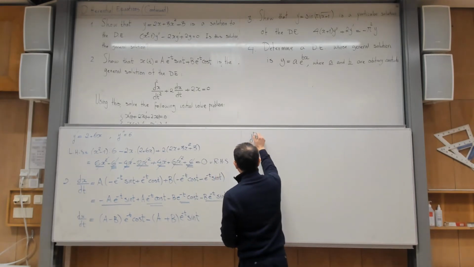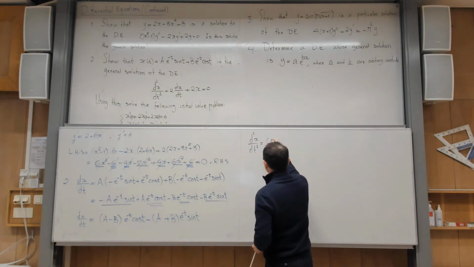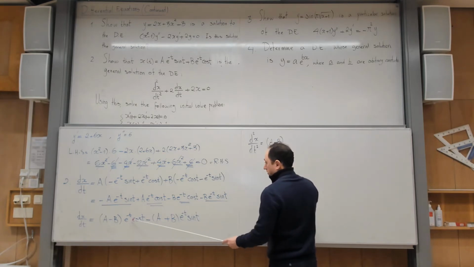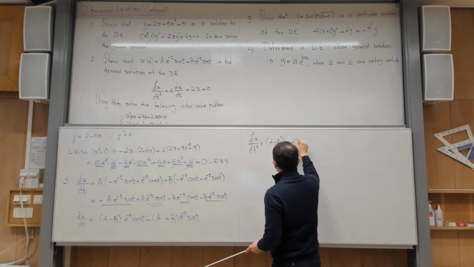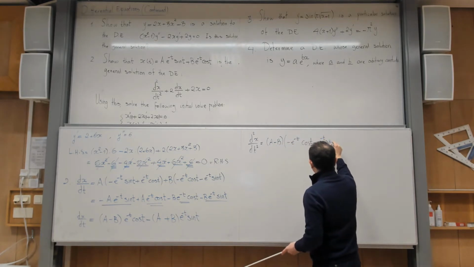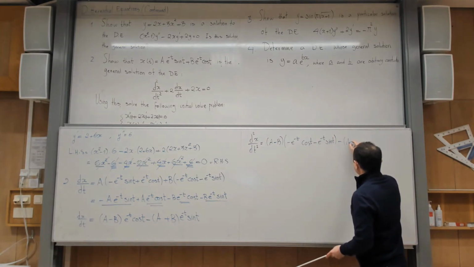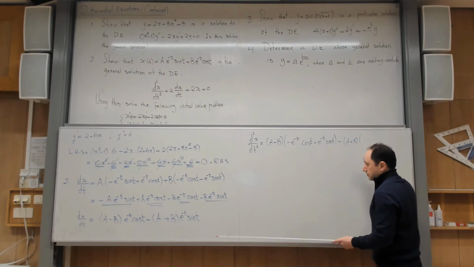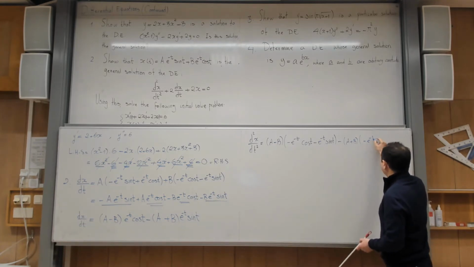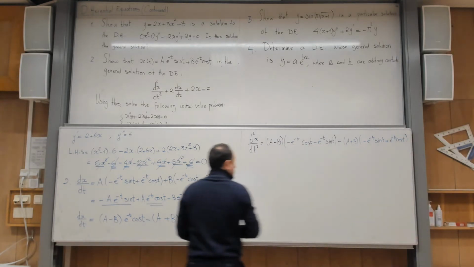So the second derivative becomes again the product rule here, the product rule here. So it becomes a minus b, and if I differentiate this according to the rule, it becomes this. That is the derivative of this one using the product rule, and the same story for the other one, yes? So what is happening? Minus e to the power of minus t sine t. Yes? So that is the second derivative.